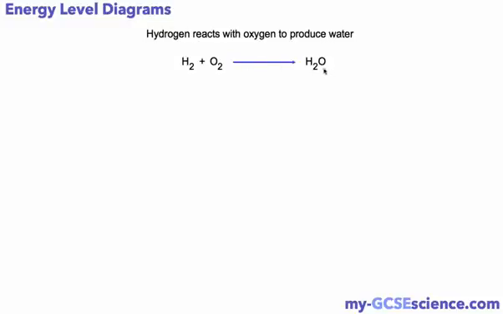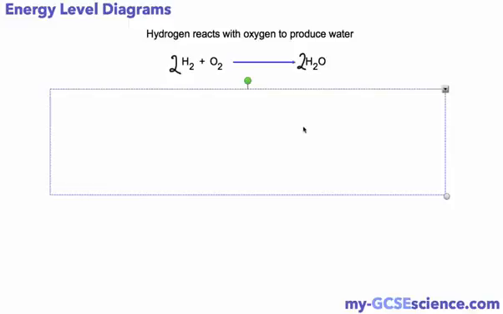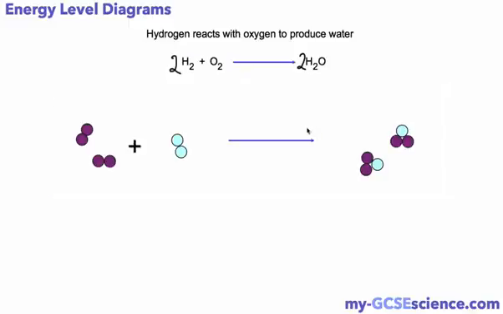Here's our formula equation. You might spot straight away that it's not balanced, and in order to balance this we can just add a 2 over here and a 2 over here. That means we now have the same number of atoms on each side, and this is now balanced. And we can also represent this by looking at the particles. So here are the particles that are reacting. We've got a molecule of hydrogen here times 2, so 2 molecules of hydrogen, 1 molecule of oxygen reacting to make 2 molecules of water. And we can see this is balanced because we can count up the different atoms there as well.